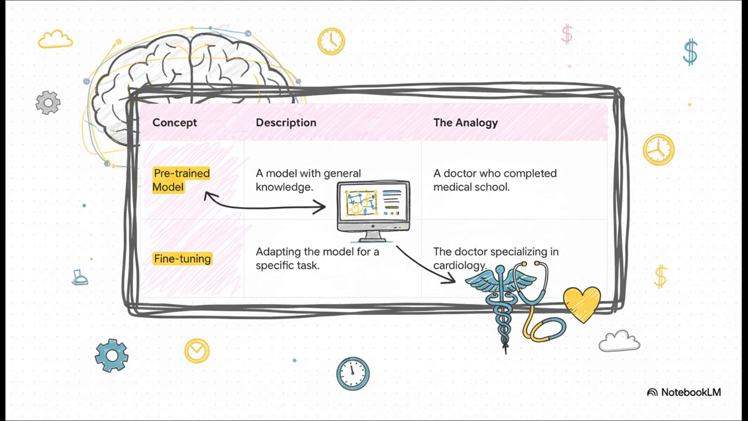And our whole university analogy, it fits this process perfectly. Think about the pre-trained model as a doctor who just graduated from medical school, right? They have a massive general knowledge of the human body. Fine-tuning is like that same doctor going through their residency to become a specialist, maybe a cardiologist. They're not going back to relearn basic biology. They're applying and refining the knowledge they already have for a very specific high-level job.